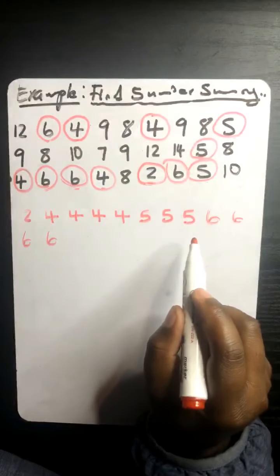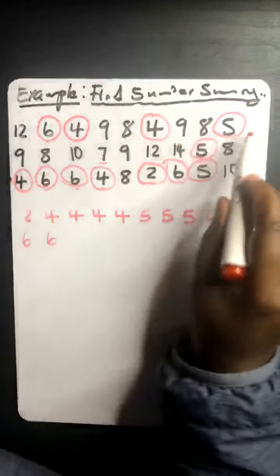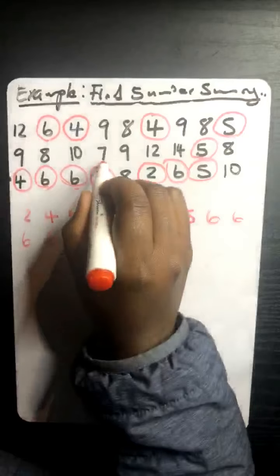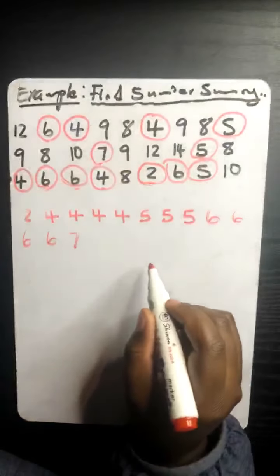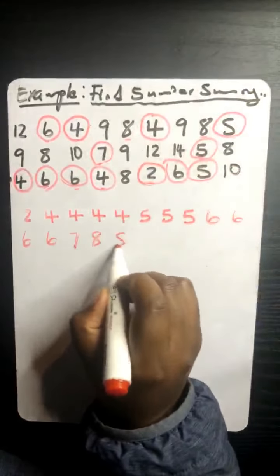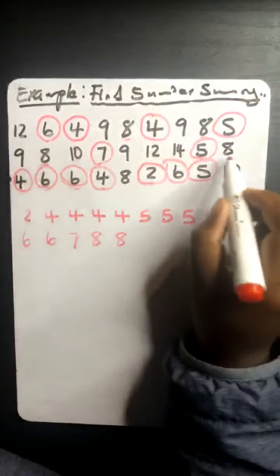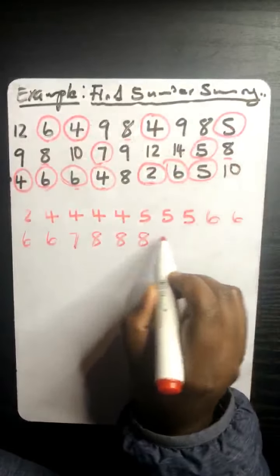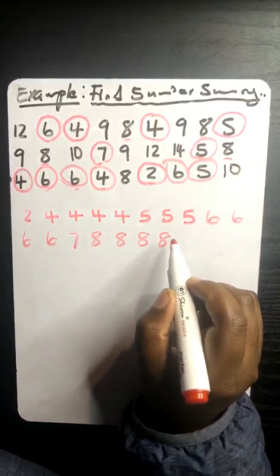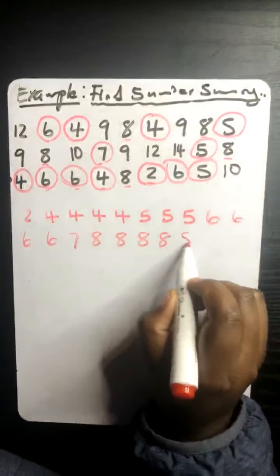Okay, let's move on to 7. There I see 7. Okay, it seems to be the only 7 there. So we only have 1, 7. Let's move on to 8. There I see 8. 8, 8, that line. And in this line, there's 8 there. 2 8s in the middle. And then the last one, there is 1 8.